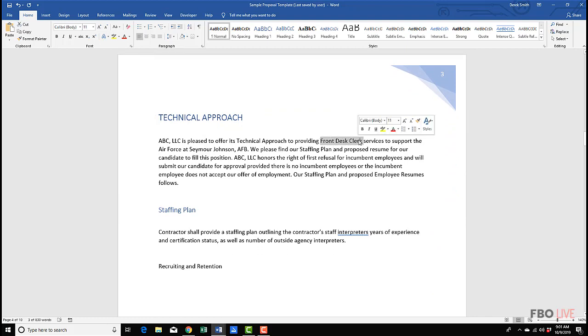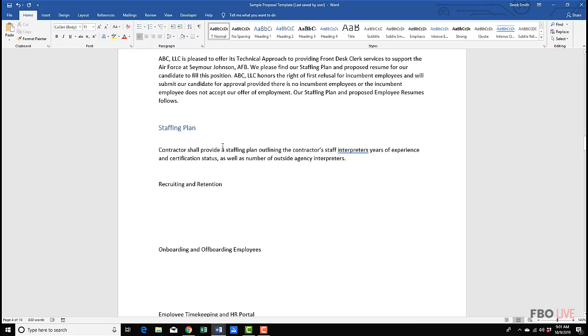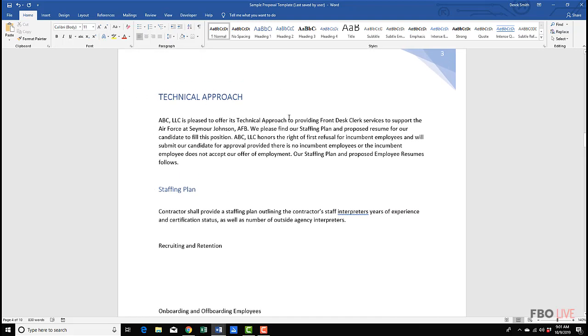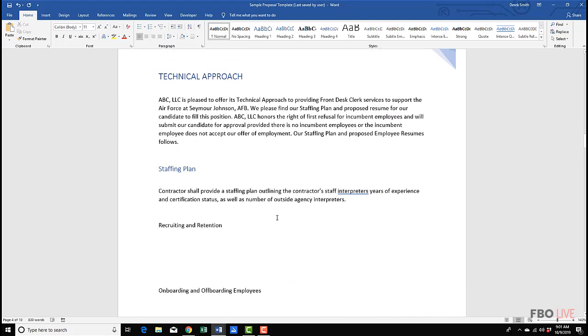So now we're actually moving on. Now we're at our technical approach, and this is going to be a staffing plan, as well as, I think I want to include the certifications in our technical approach, because that's what they've asked for. So yeah, that's sign language.